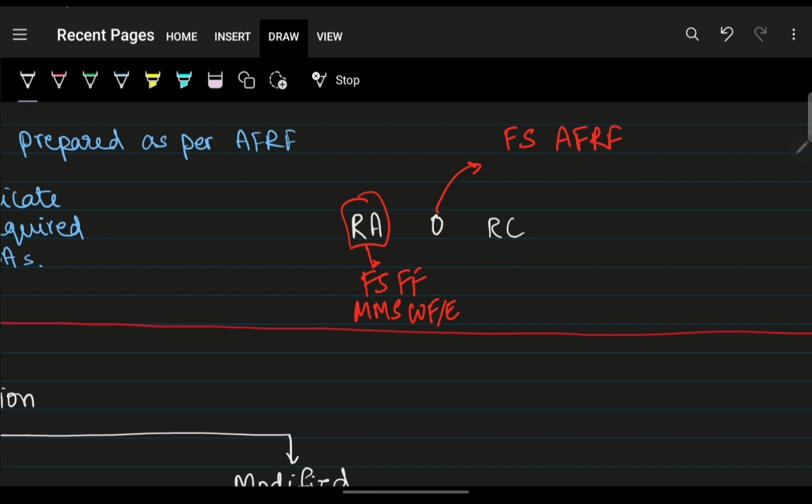So it is prepared as per AFRF. And then it also asked you to report on the financial statement, and comment or communicate as required by the SAs. Communicate as required by the SAs, right? We'll just see this one.